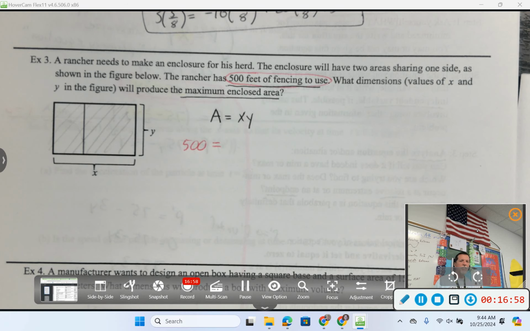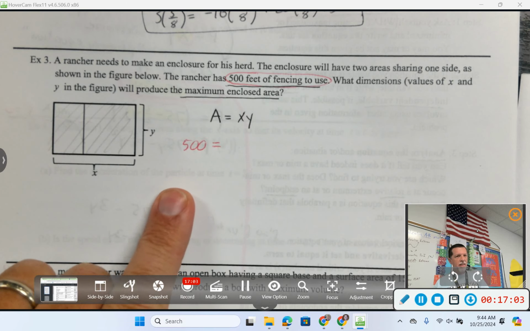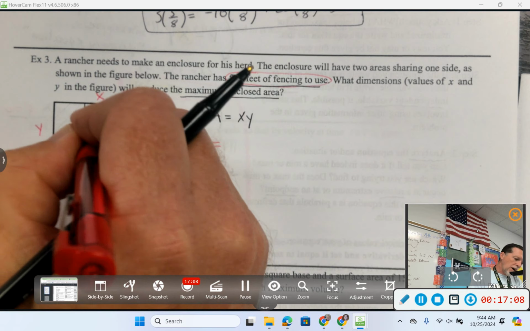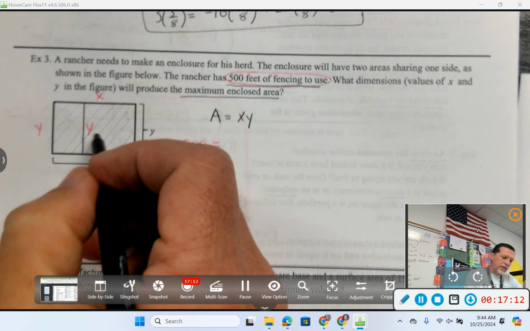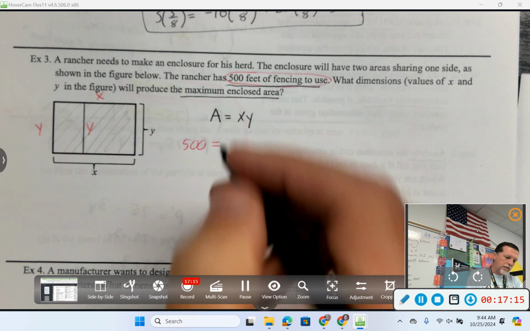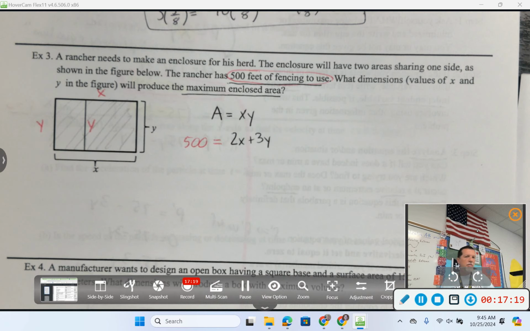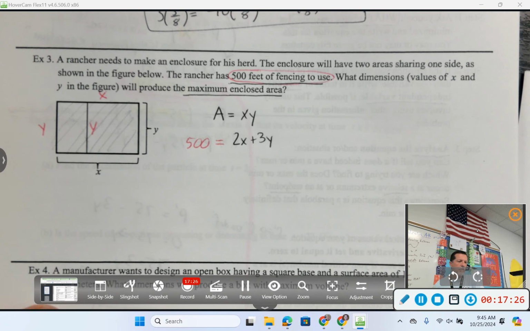So what's going to add up to 500? 2 x's and 3 y's. He's got to mark off, because he has that middle thing in there because he needs 2 different sections for whatever reason. So 2x plus 3y equals 500. Okay, so this is really similar to that first problem we did. 2x plus 3y is there.